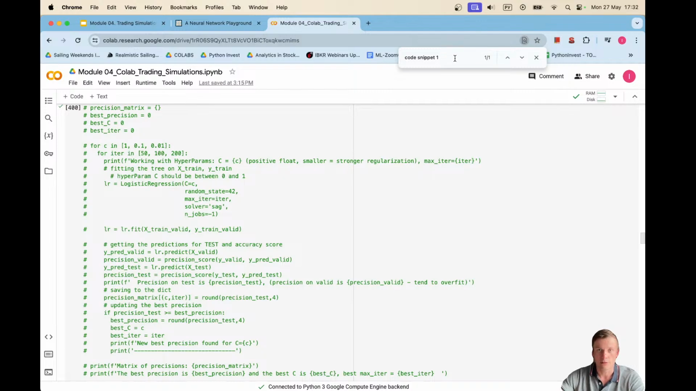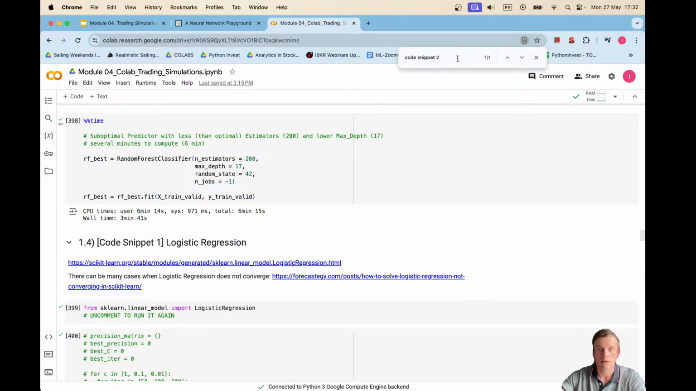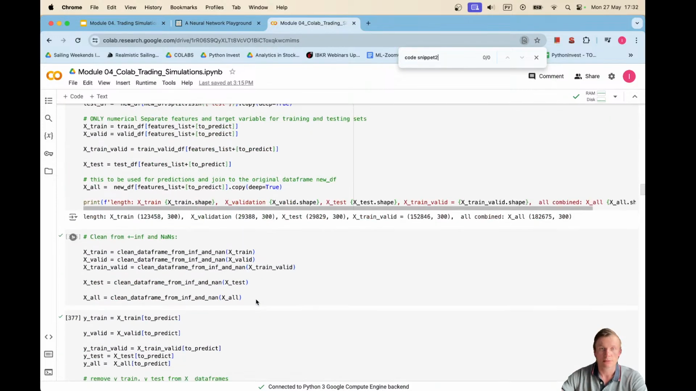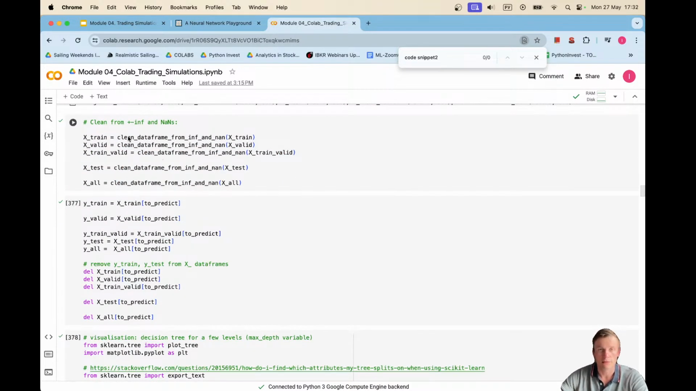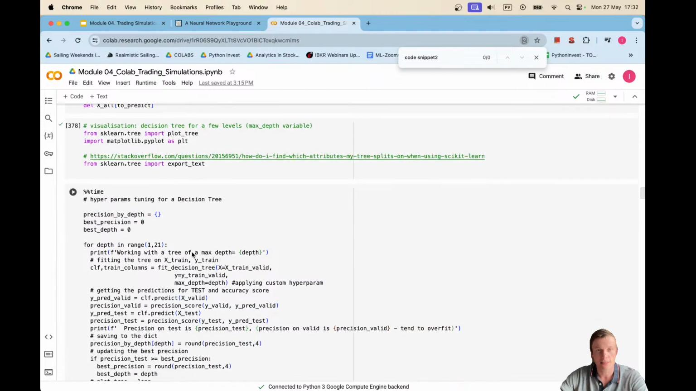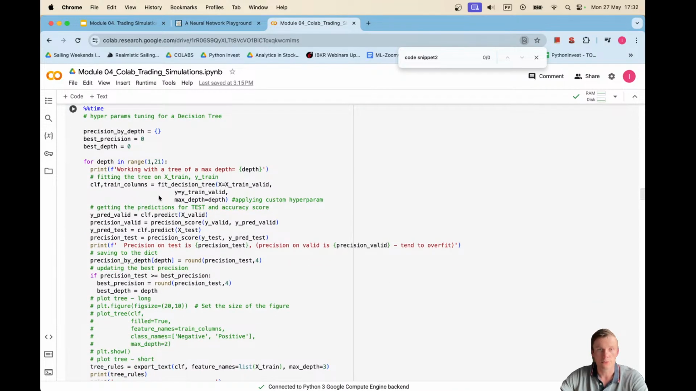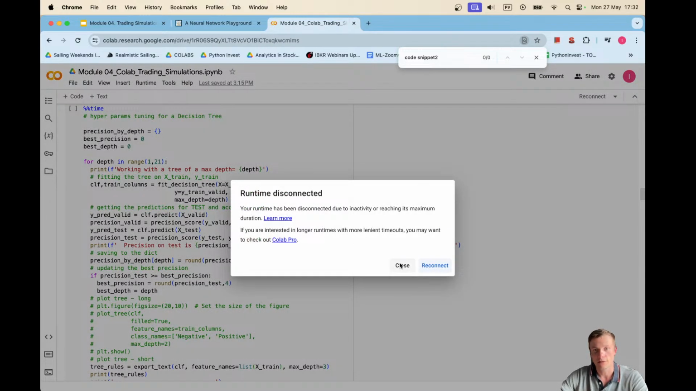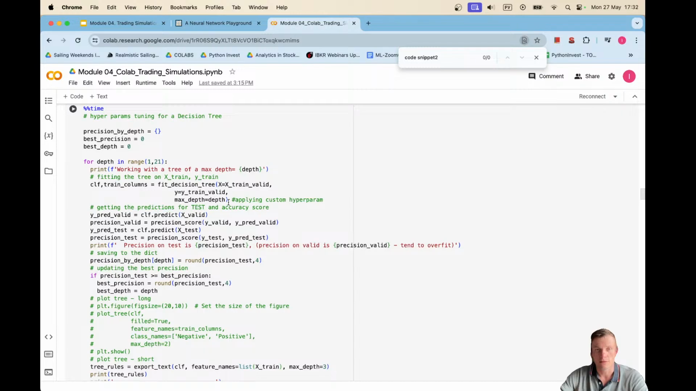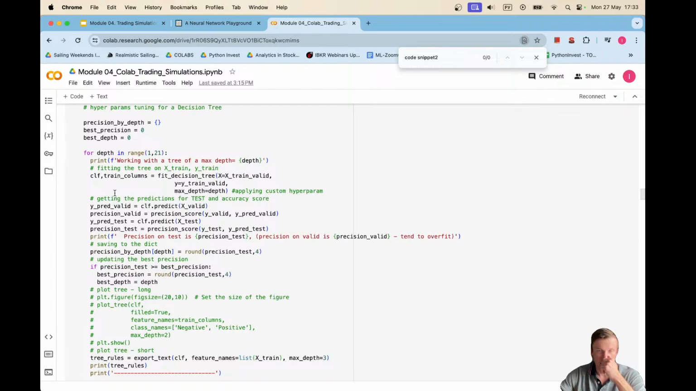Code snippet number 2. So we define train, validation, and test set. We try to fit the decision tree. We again define the decision tree classifier object with the specific parameters, and here the only parameter that is different is depth. And then after the model is trained, you can predict on validation and test score.